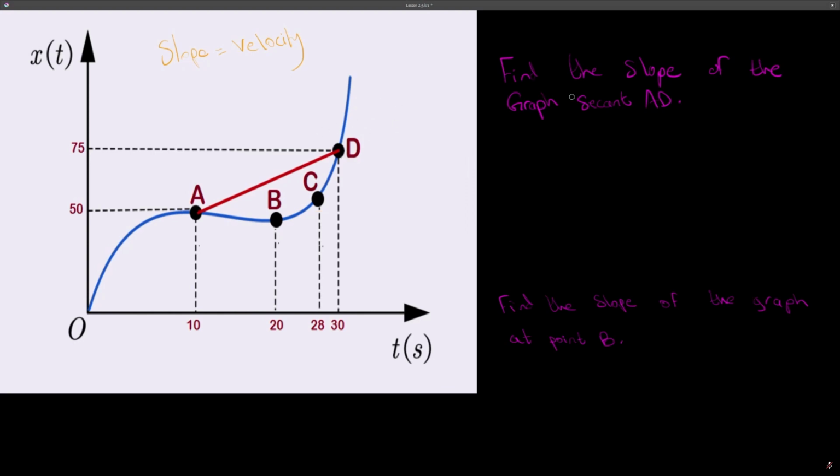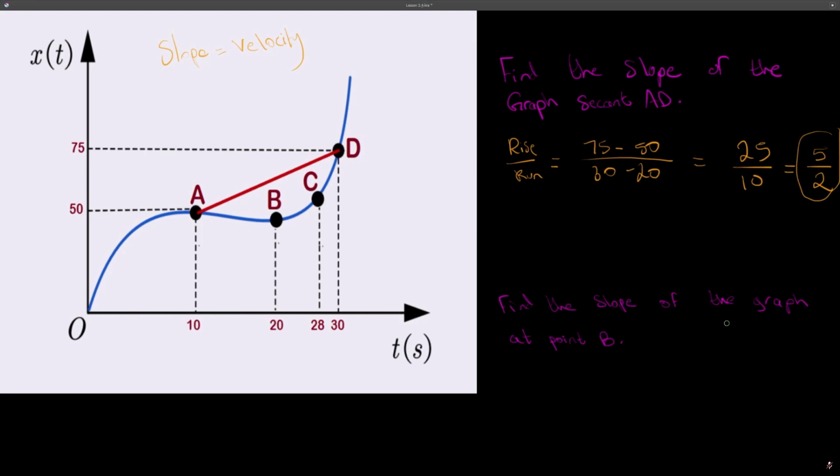Now to find the values here, we simply find the rise over run. So we will do y1 minus y2, so 75 minus 50, and then 30 minus 20, so 30 minus 20. This will give us 25 over 10, which is around 5 over 2. So this is the slope.